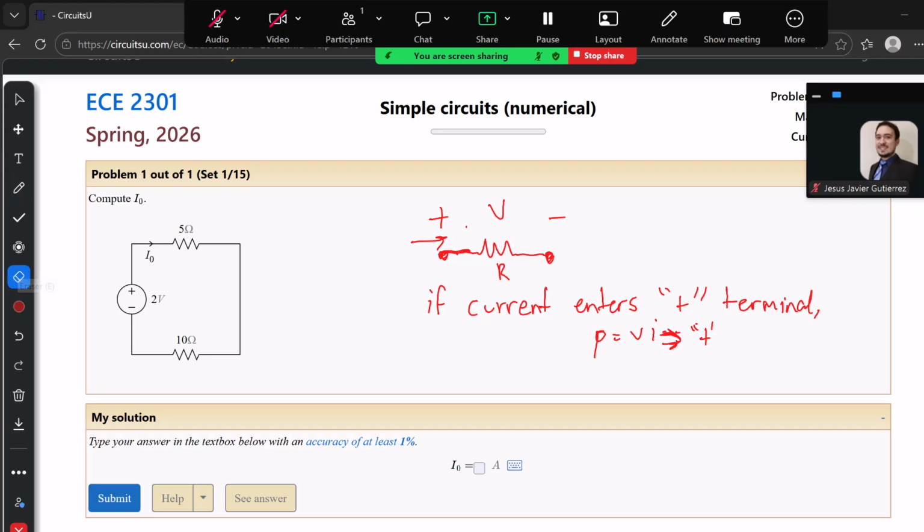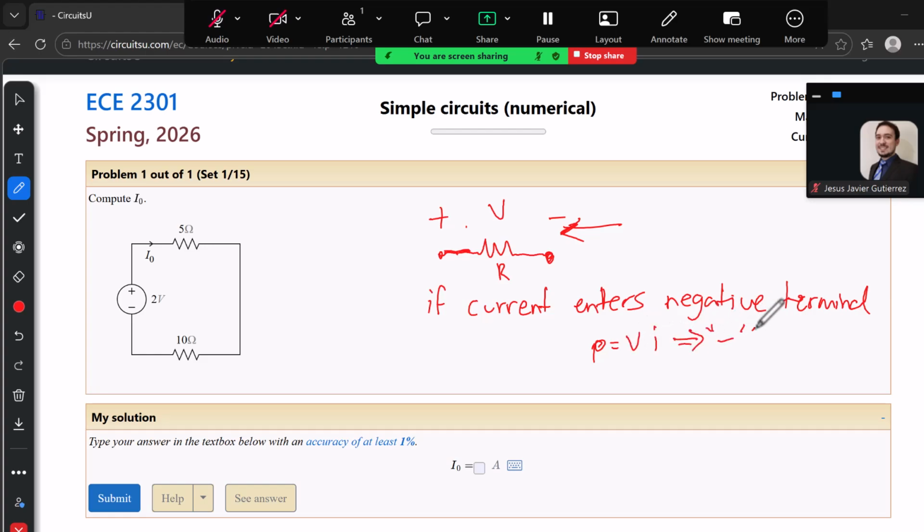Now, the other thing, by again the passive sign convention, is if the current, let's say, enters the negative terminal, then we will have the opposite sign. So in this case, the power, which is the voltage times the current, will have a negative sign. This ensures that no matter what, the sign of the power will always match what terminals we assign to the resistors. Now, how does it work with voltage or current sources?